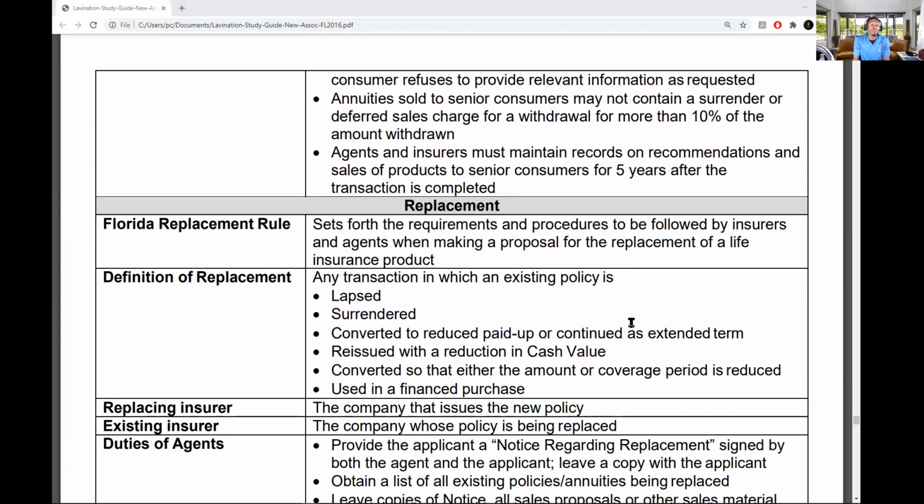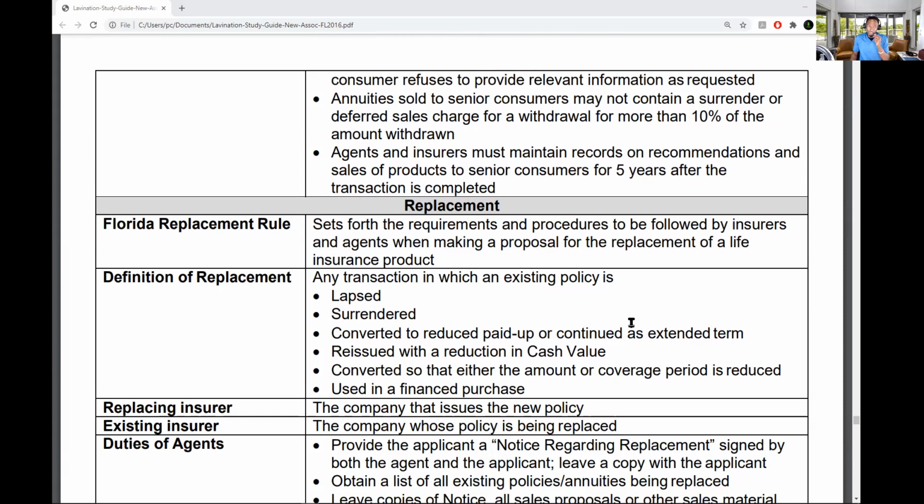So let's talk about replacement. Now we're going to talk about the replacement. This is called the Florida replacement rule. This is a rule that sets forth the requirements and procedures to be followed by the insurer, which is the insurance company, what we call the principal, and agents when marketing a proposal for replacing a life insurance product. That's why they put that rule there, because agents were replacing people's insurance policies for fun. It was not in their best interest. So the state of Florida says you can't do that. So don't just replace people's policies.